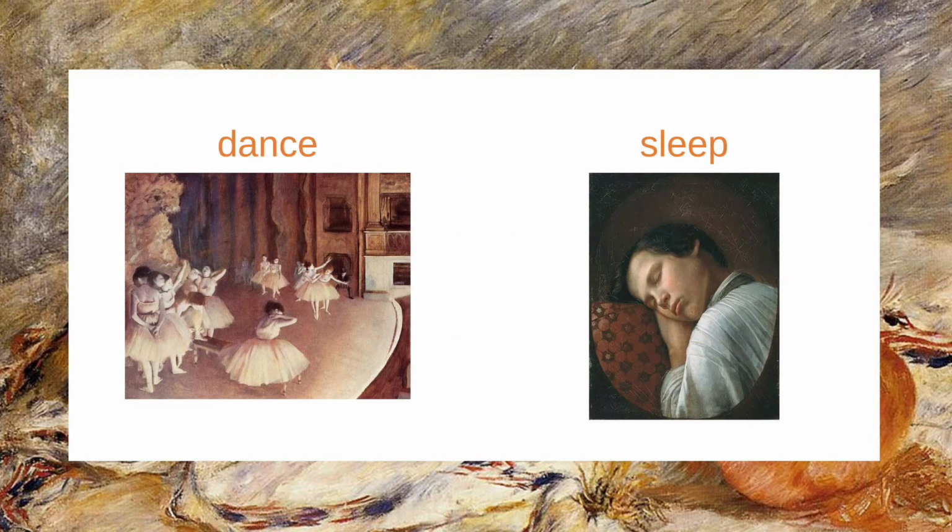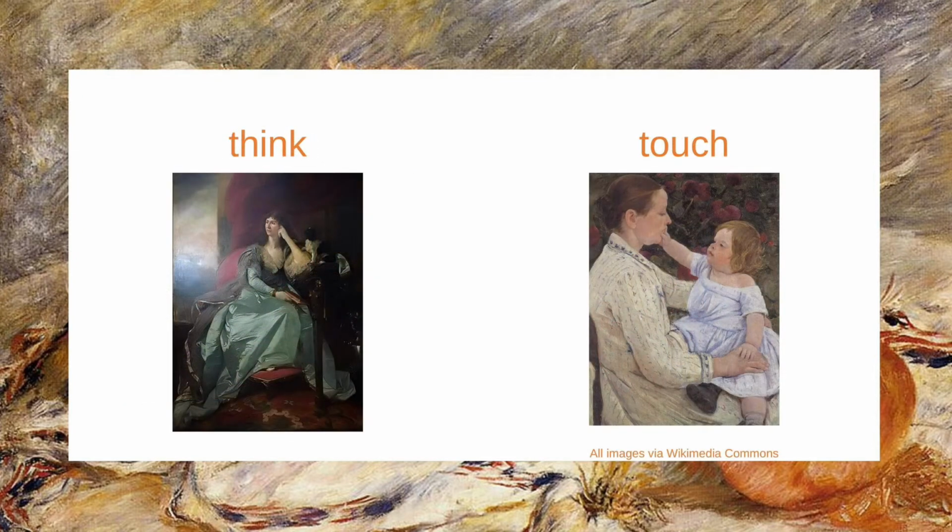Most verbs are also easy to picture or act out, which indicates that verbs are lexical words. For example, these images show dance, sleep, think, and touch, all of which are verbs. Dance, sleep, think, and touch are also all action verbs. Action verbs answer the question, what does someone or something do?